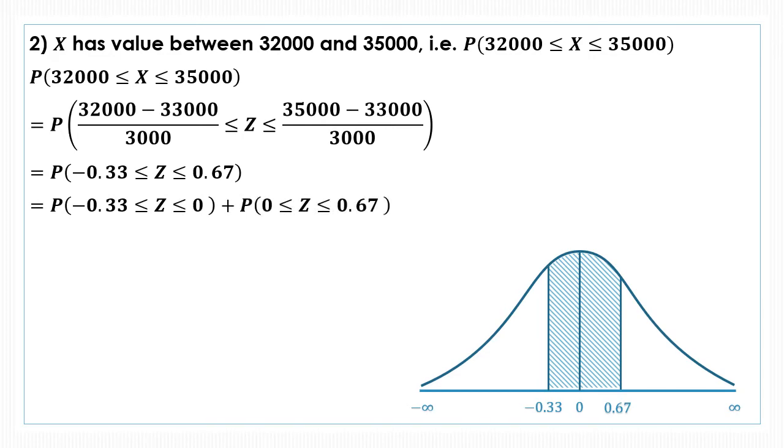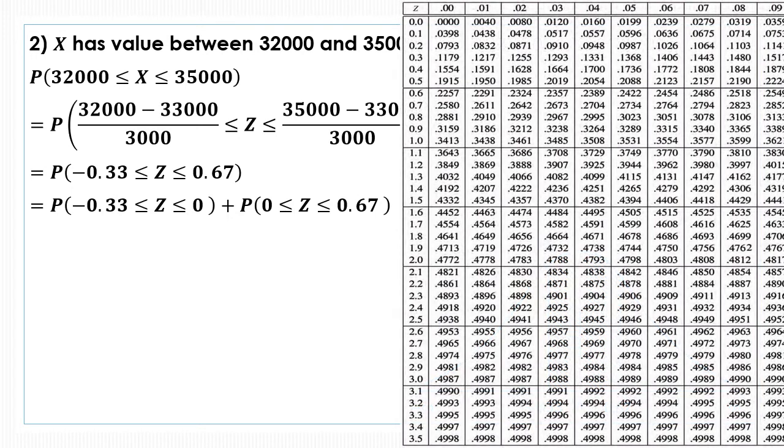Now we will check out the table values for 0.33 and 0.67, starting with 0.33. That is 0.3 in the column of 03, so it is 0.1293, and 0.67 is 0.6 in the column of 7, which is 0.2486. So just add these two values, 0.1293 and 0.2486, to get the answer 0.3779.